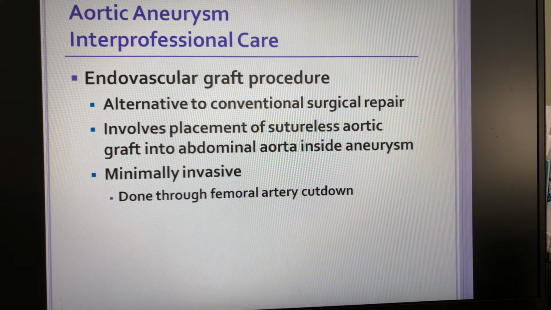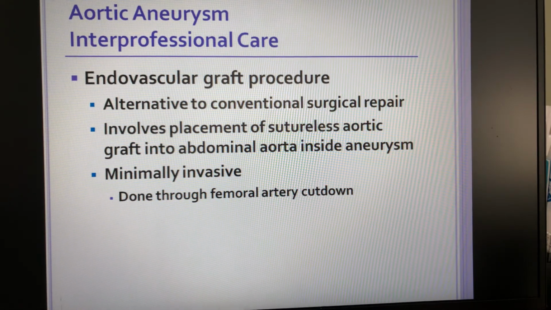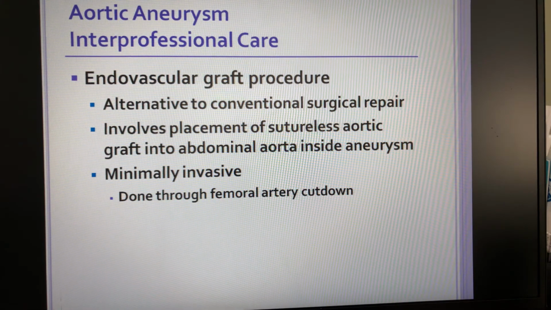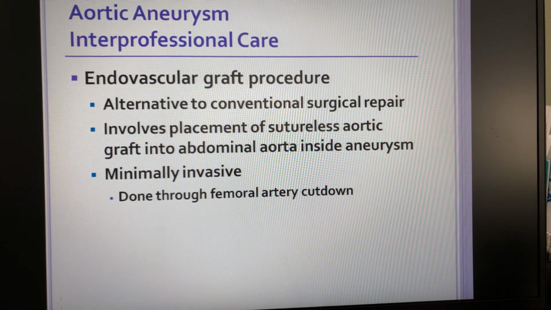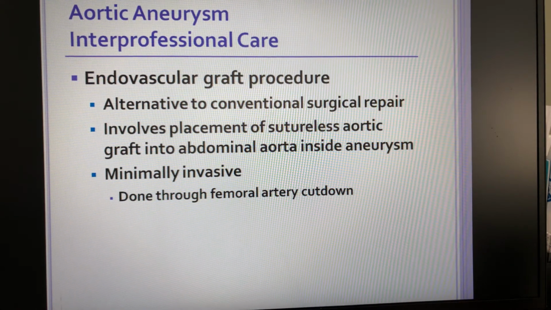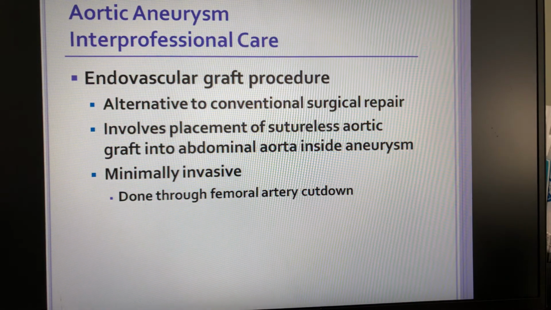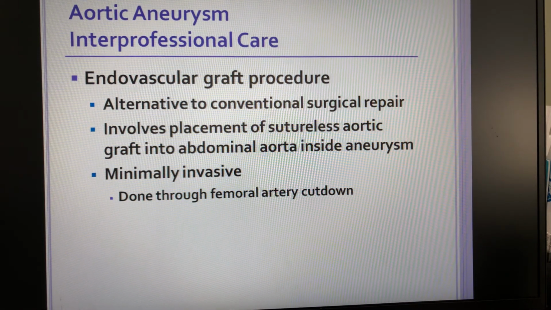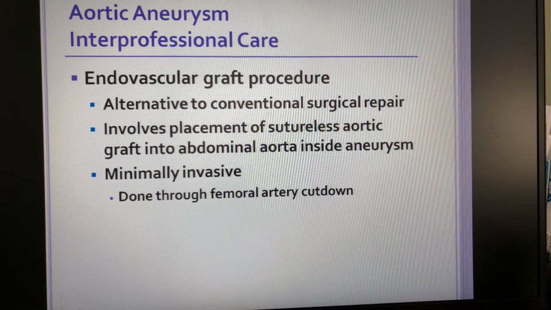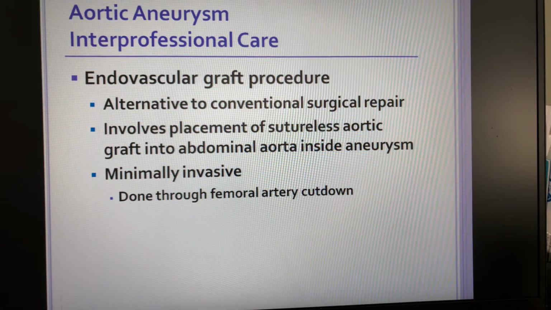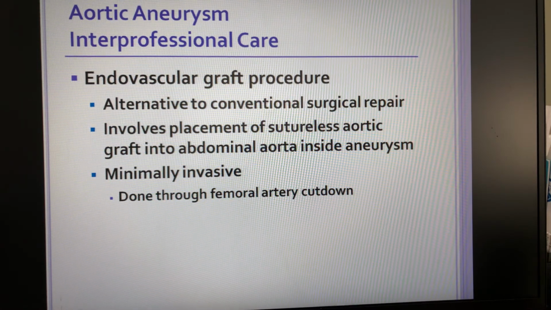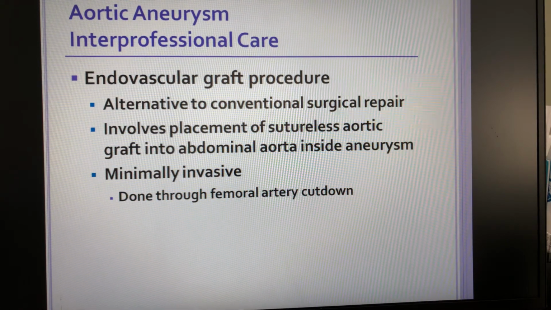As far as the endovascular graft procedure, this is a minimally invasive procedure, and it's abbreviated EVAR. It is an alternative to the conventional or OAR procedure that we just talked about. It involves placement of a sutureless aortic graft into the abdominal aorta inside the aneurysm. And again, as I said, it is a minimally invasive procedure, and it's done through a cut down of the femoral artery.